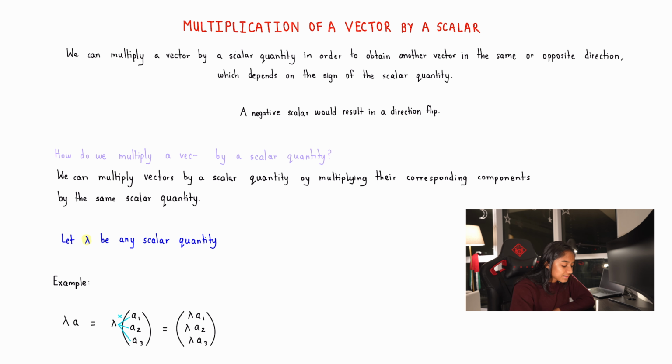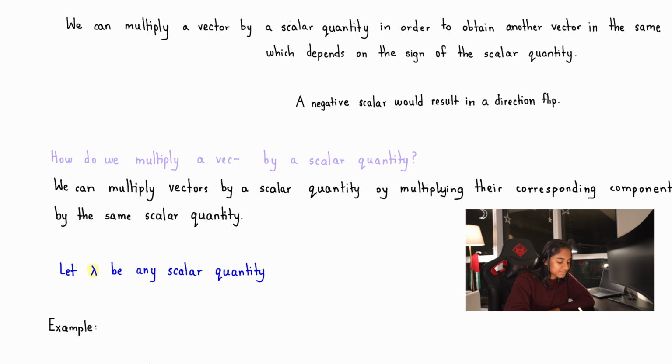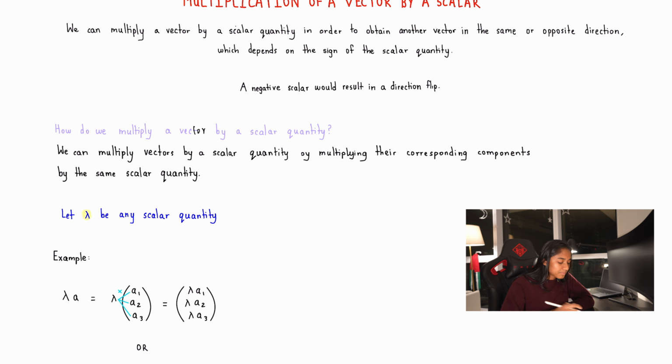Now we are going to learn how to multiply a vector by a scalar quantity. We can multiply a vector by a scalar quantity in order to obtain another vector in the same or opposite direction, which depends on the sign of the scalar quantity. So a negative scalar would result in a direction flip. So how are we going to multiply? We can multiply a vector by a scalar quantity by multiplying their corresponding components by the same scalar quantity.